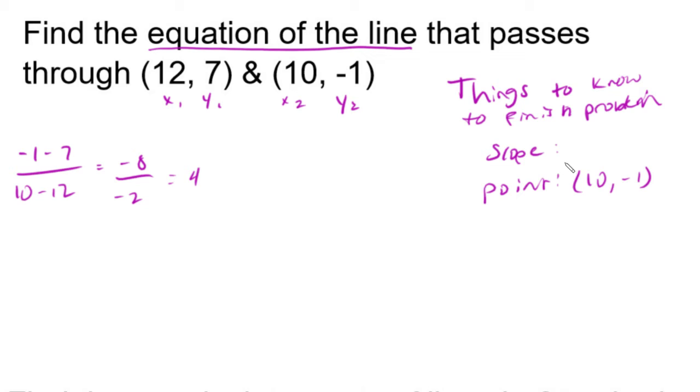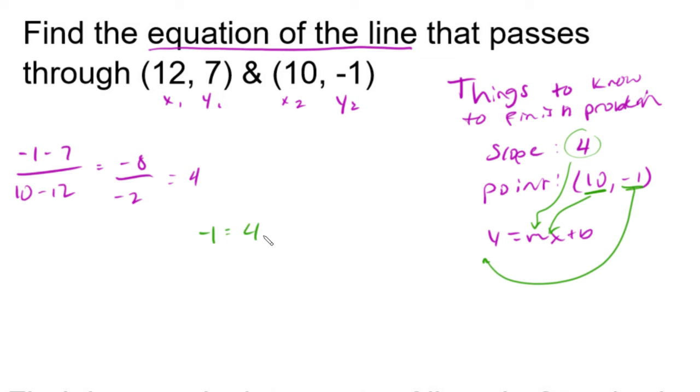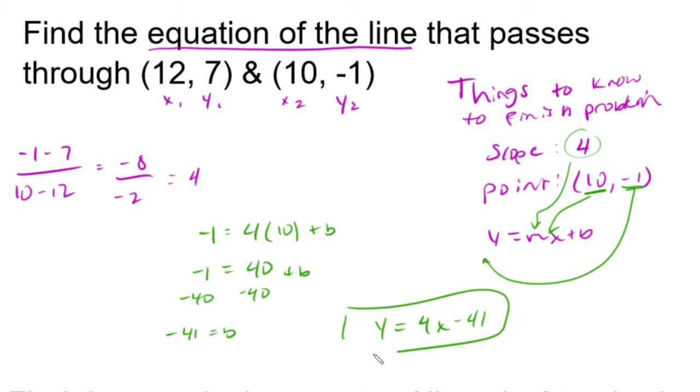Right, so now we know slope. So the slope is 4. And now that we know the slope and a point, you can plug those into y equals mx plus b, where 4 goes into m and this x and this y go into x and y. So plugging this into x, this into y, and this into m, you're going to get negative 1 equals 4 times 10 plus b, and solve. And now rewrite your equation. And there you have it.